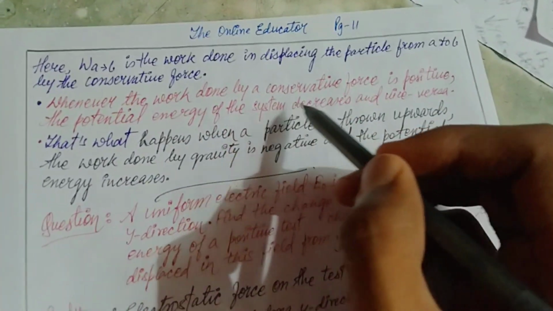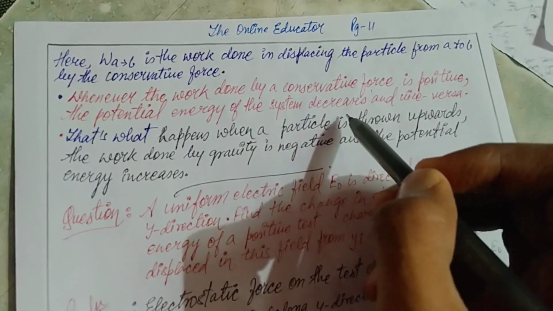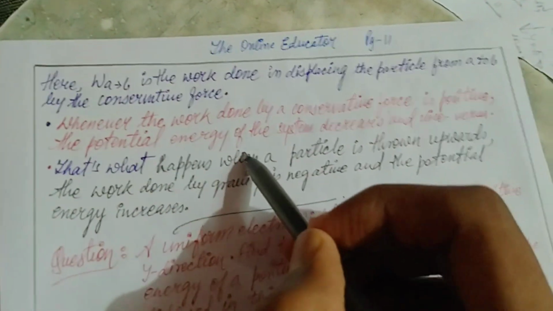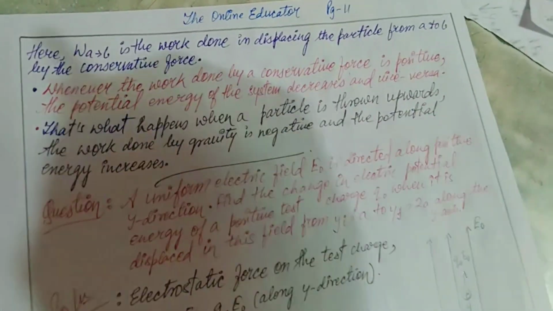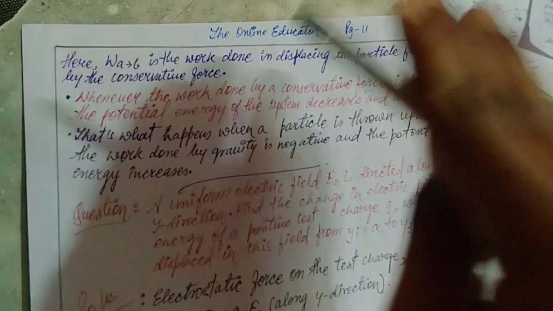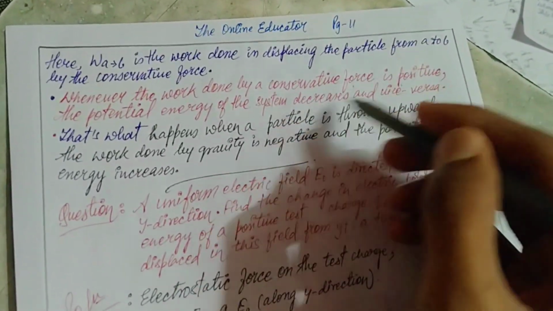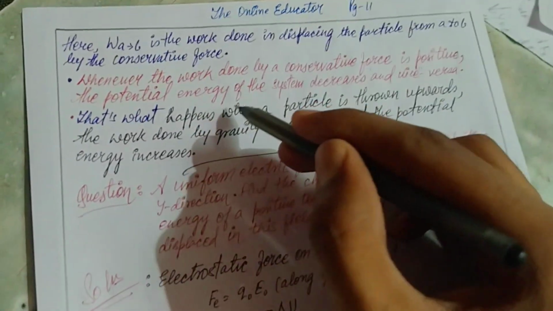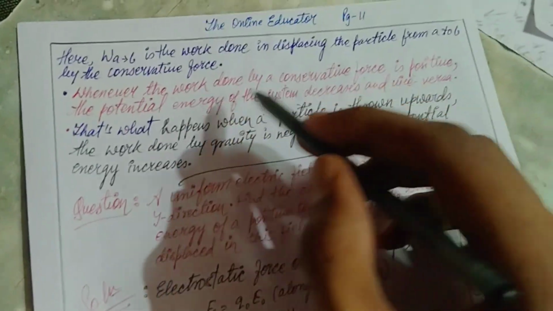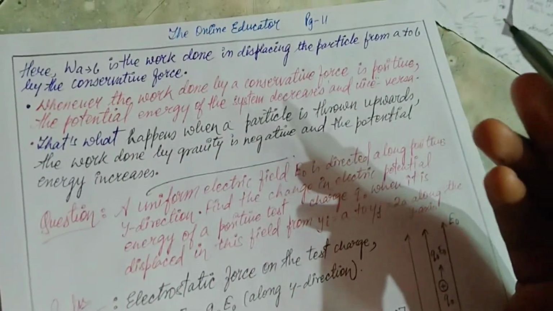Whenever the work done by the conservative force is positive, the potential energy of the system decreases, and vice versa. That means if the work done is positive, then the potential energy of the system will decrease, and if the work done is negative, then the potential energy will increase. They are interconnected.